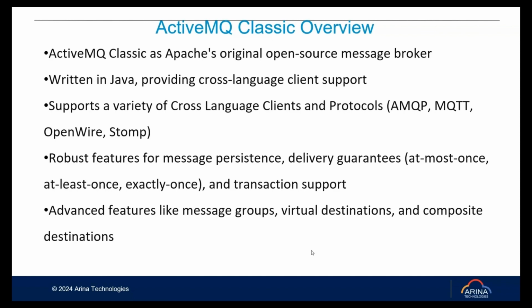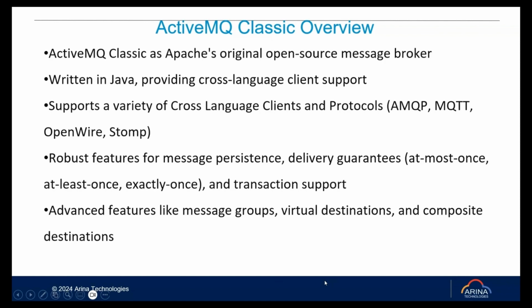There is a delivery guarantee of at most once, at least once, or exactly once as well. Also, it provides transaction support. There are certain advanced features such as message groups, virtual destinations, and composite destinations. There are features for high availability, clustering, and persistence to ensure reliable message delivery. So with this, let me just show you how you can go about it.